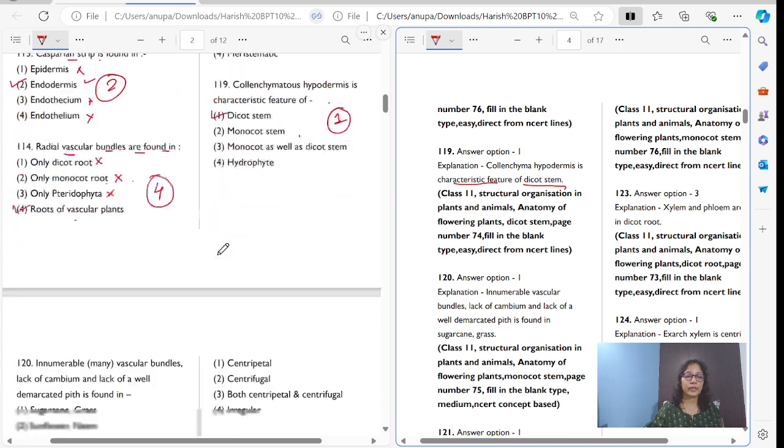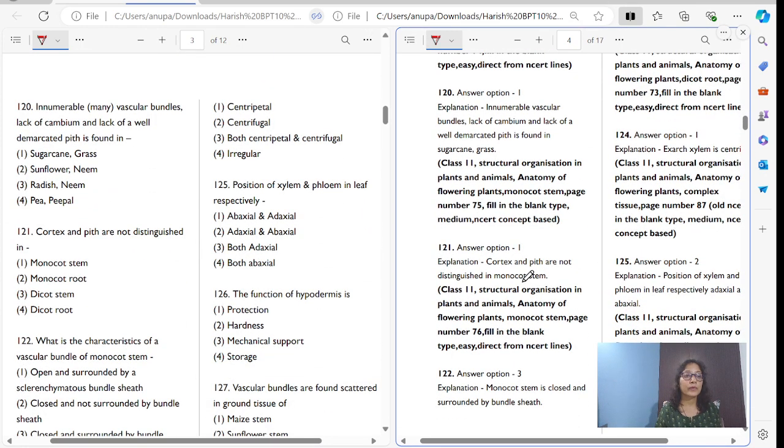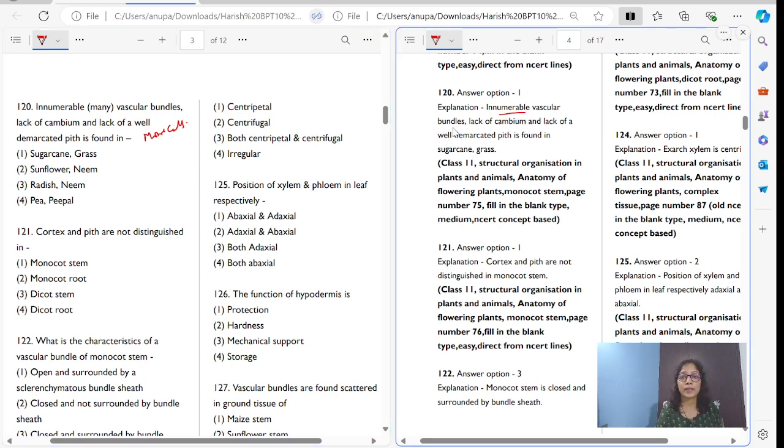Now let's move to the next question, that is question number 120. The question 120 states that innumerable or many vascular bundles, lack of cambium and lack of well demarcated pith is found in. So these are the characteristic features of monocot plants. In monocot, many vascular bundles are present and they lack cambium and they also don't have a demarcated pith. Hence, let's see the options now.